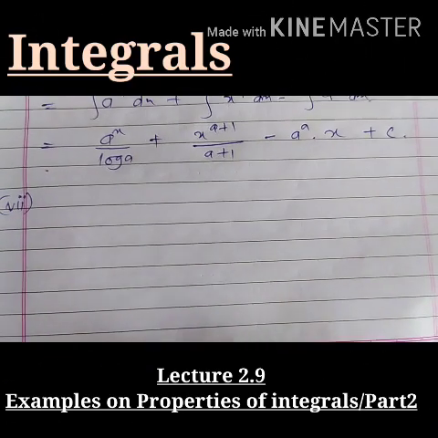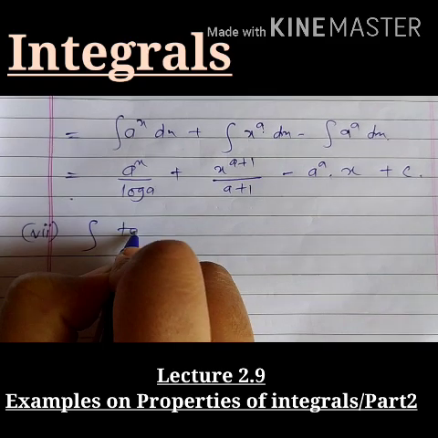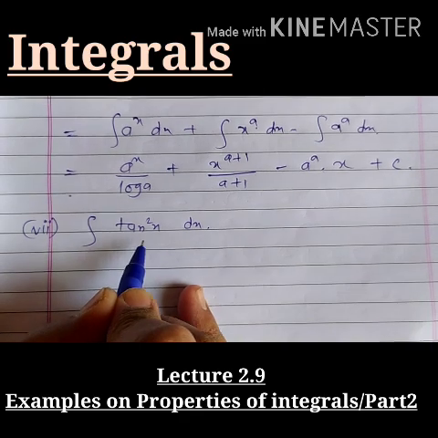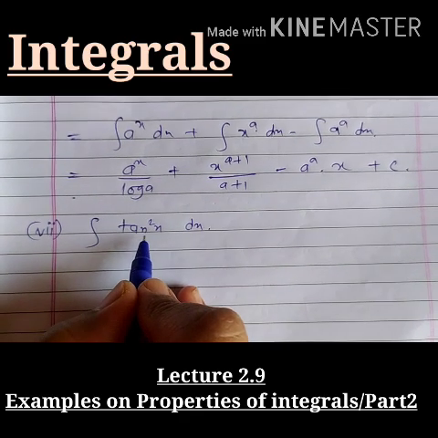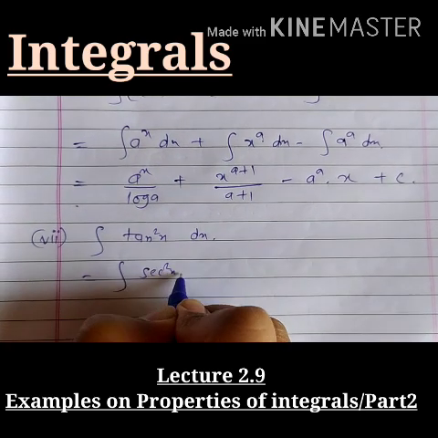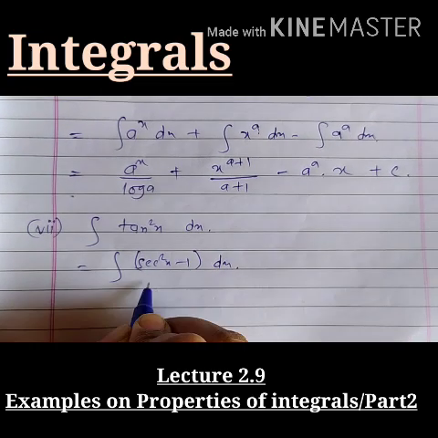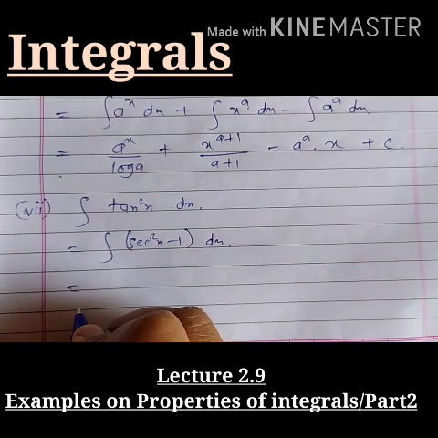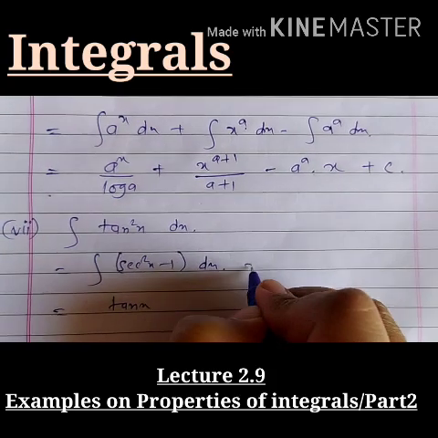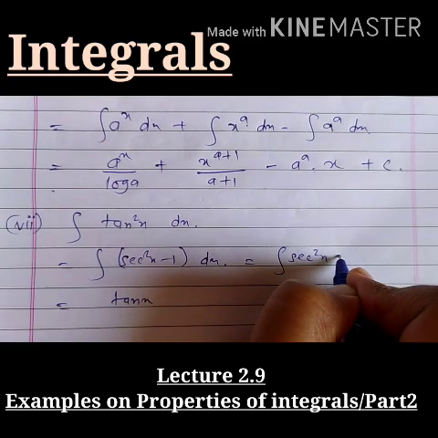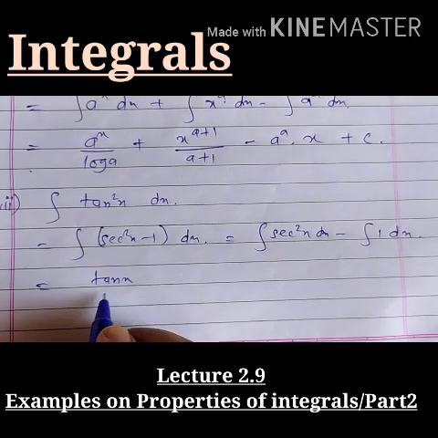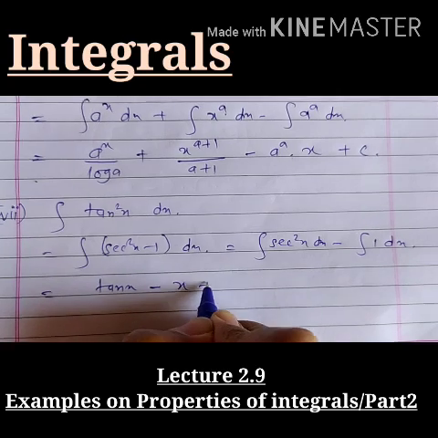Okay. Now the seventh one, integration of tan square x dx. Now students, we don't know the formula for the integration of tan square x. But we can write this tan square x as sec square x minus 1, and we know the integration of sec square x. What is the integration of sec square x? It is nothing but tan x. So before this you can split this: integration of sec square x dx minus integration of 1 dx. So integration of sec square x will be tan x minus integration of 1 will be x plus c.